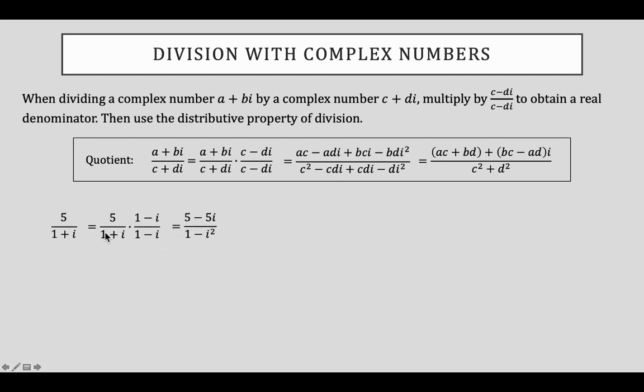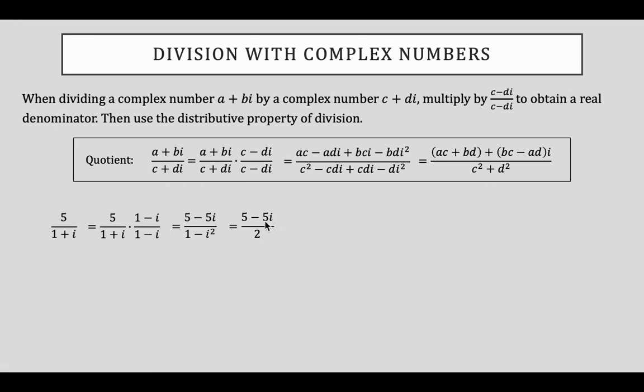Notice that when we use the distributive property of multiplication in the denominator, 1 times 1, my first term gives me 1. The product of my outside terms and my inside terms, that's a negative i and a positive i, those add to 0. And I have a plus i times a negative i, which gives me a minus i squared. Remember that subtracting i squared is the same thing as subtracting negative 1, which becomes addition of 1. I have 5 minus 5i divided by 2.